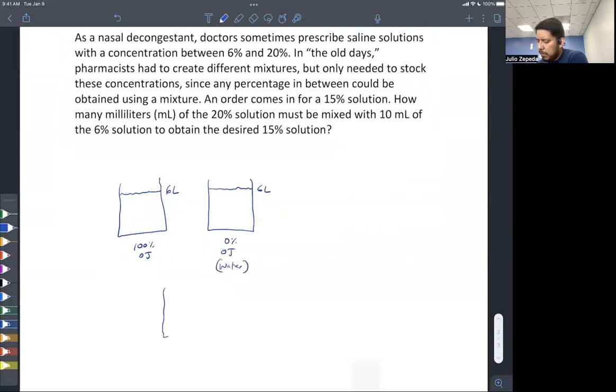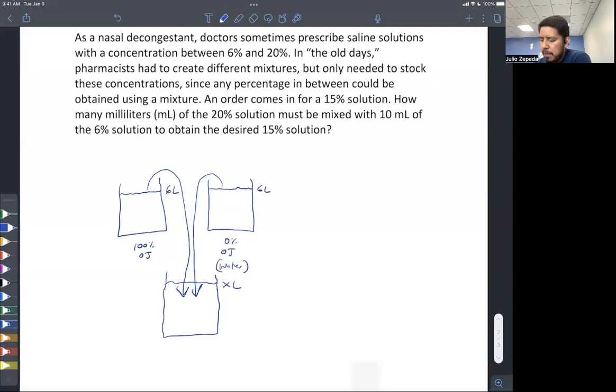All right, so here's a third bucket, and I'm going to mix. Let's just suppose that this is a bigger bucket. And so I'm going to mix, let's say, all of this, 6 liters, and all of these 6 liters. I'm going to mix them into this third bucket. And so, first of all, how much fluid am I going to have in this third bucket? I could call it X liters, right?